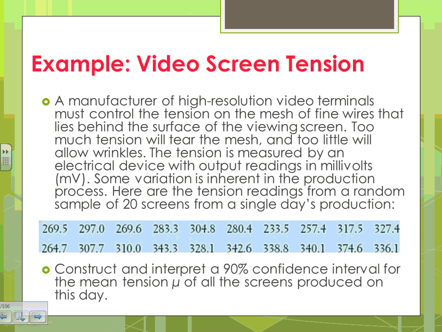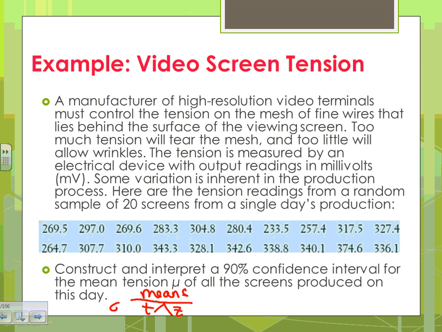So now let's see, it says construct and interpret a 90% confidence interval for the mean tension mu of all the screens produced on this day. Okay, so we're constructing a confidence interval. The first choice I need to make: are we dealing with categorical or quantitative data? So we have quantitative data, so we're going to be working with means. Now within means, I need to know, am I going to be working with T's or Z's?